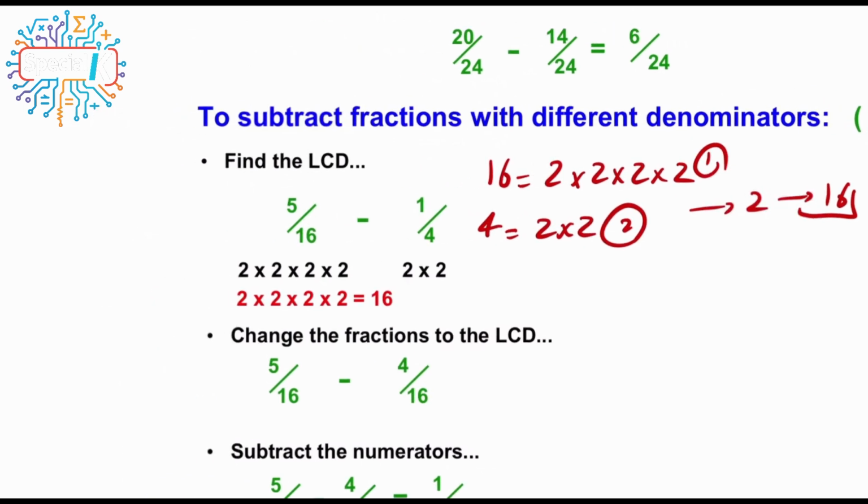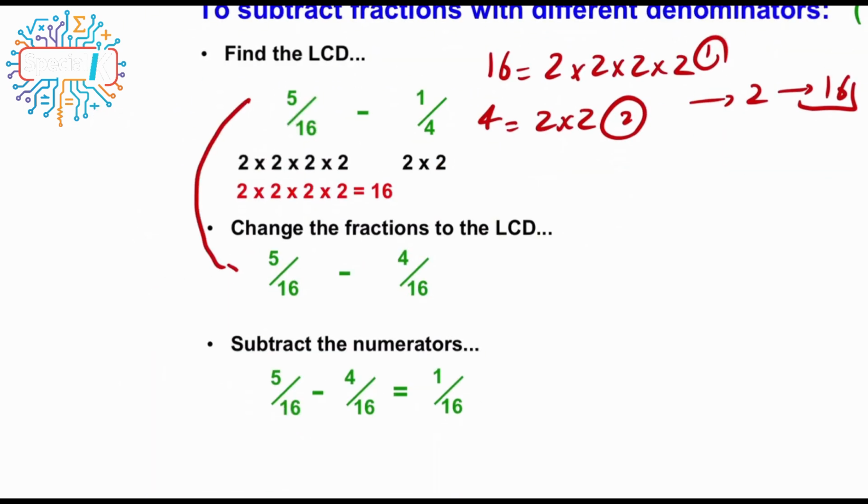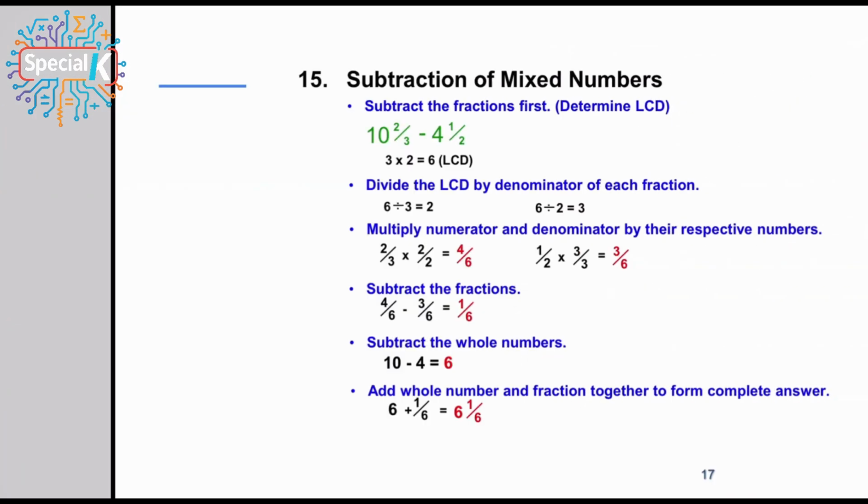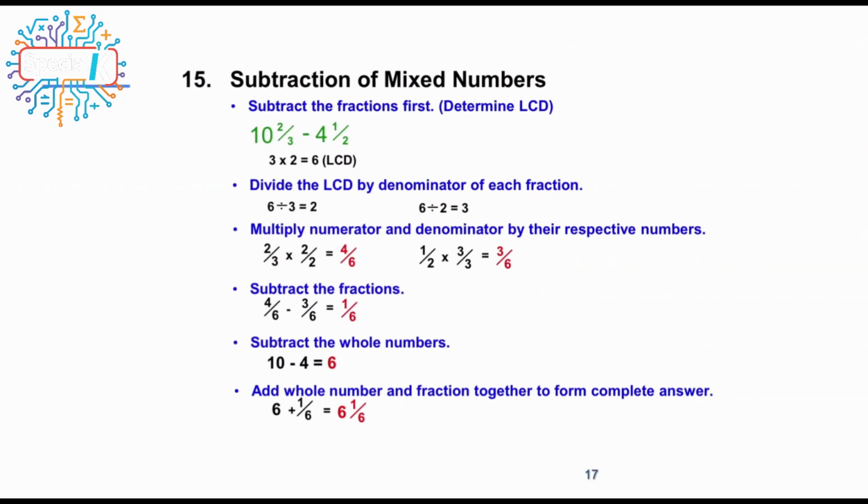So if I want to consider 5 over 16 as a new fraction, I don't have to do anything because it's already 16. But for 1 over 4, in order to convert it to a new fraction, I have to see that the denominator, which was 4, is multiplied by 4 in order to be 16. So 1 is going to be multiplied by 4. Again, I do have 4 over 16. 5 over 16 subtracted by that one is going to give me 1 over 16. Simple as that.